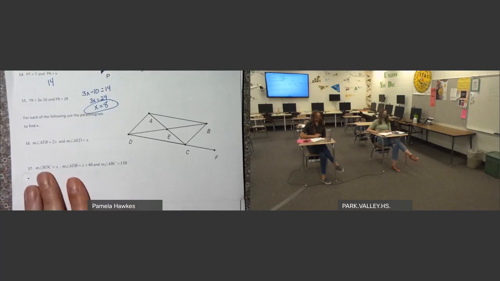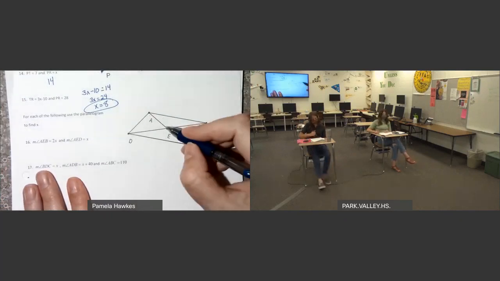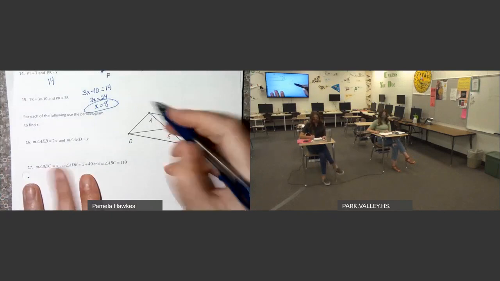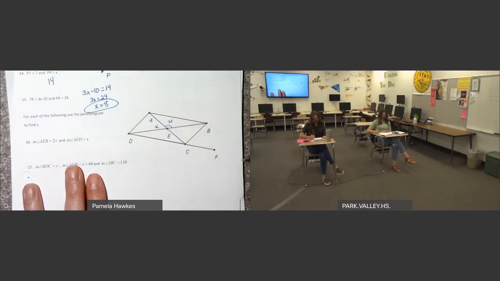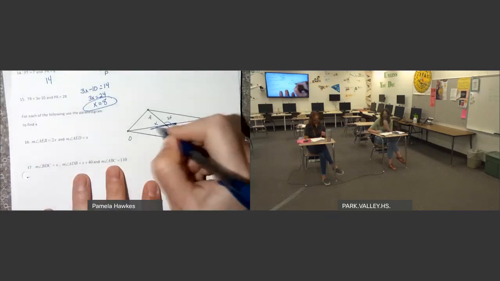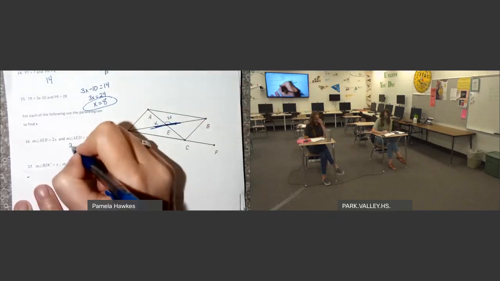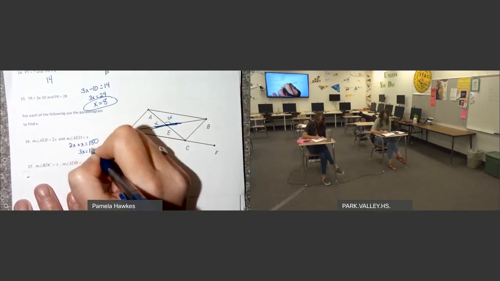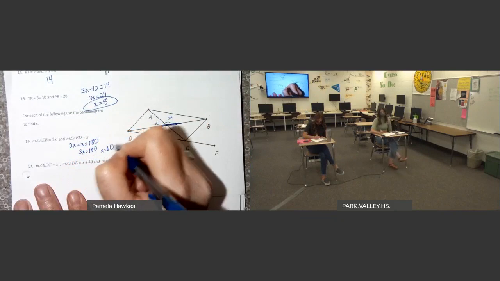Okay, let's look at this one. Oh, interesting. A, E, B. This angle right here is 2X. A, E, D. This angle is X. I got to solve for X. That's all they gave me. Why, Peyton? Yeah, this makes a line, remember? It's angles, so 2X plus X equals 180. So 3X equals 180. X equals 60, right?